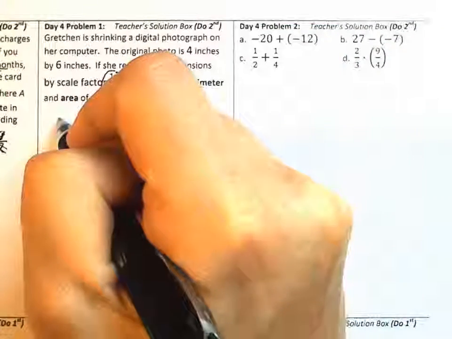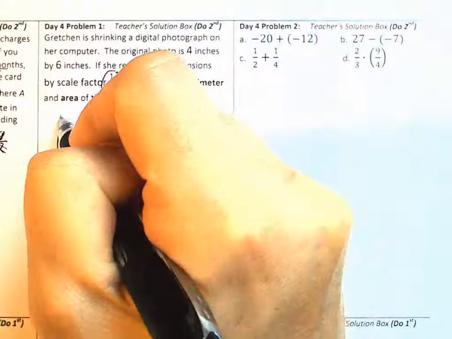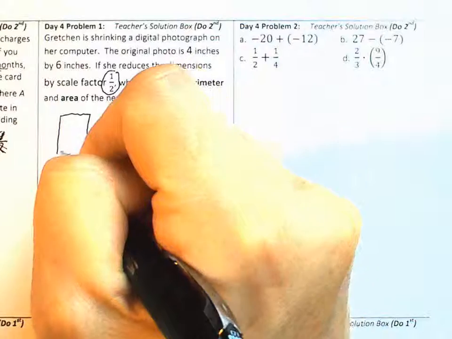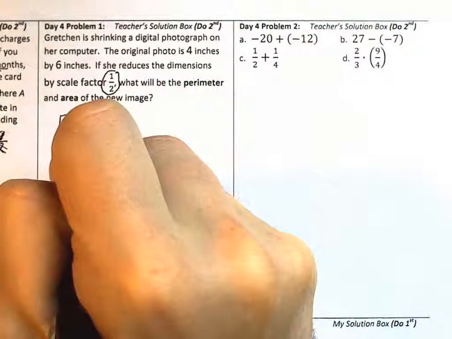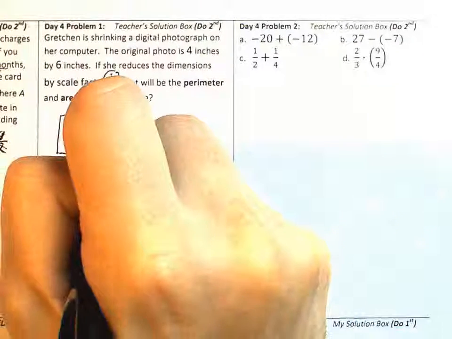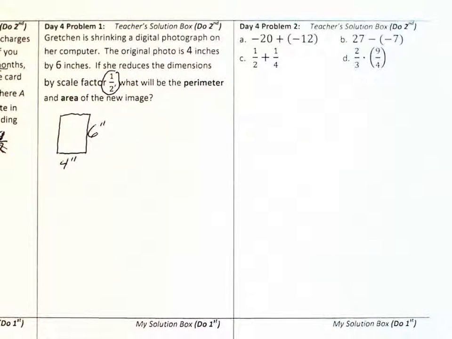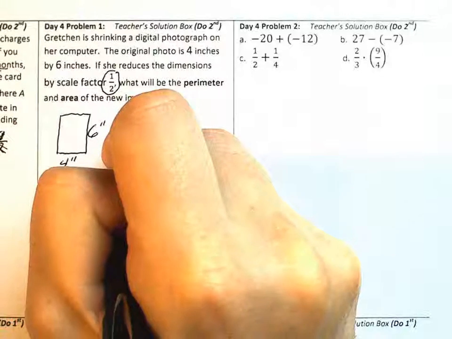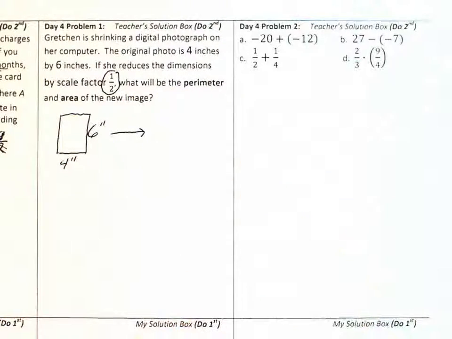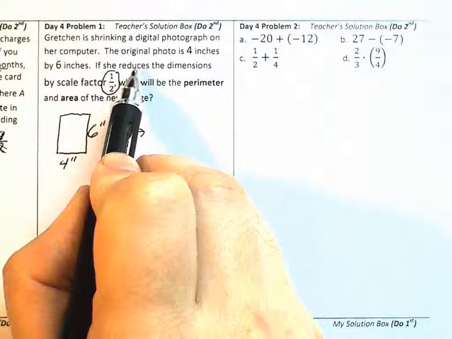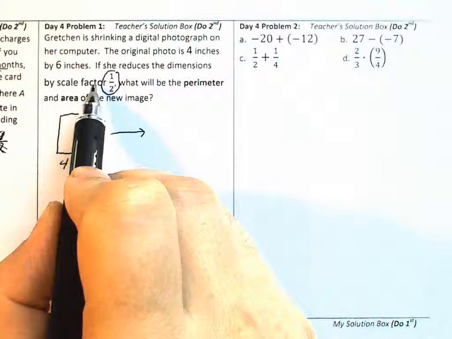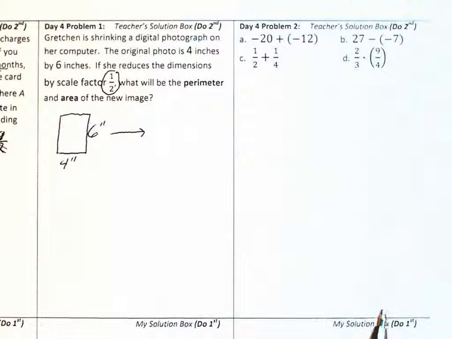And so to help visualize what's going on here, I'm going to draw a small rectangle. That's the original digital photograph. It is 4 inches wide and 6 inches high. Now what Gretchen is doing is she's going to transform this photo using the computer to create a new photo. She's reducing the dimensions by a scale factor of 1/2.